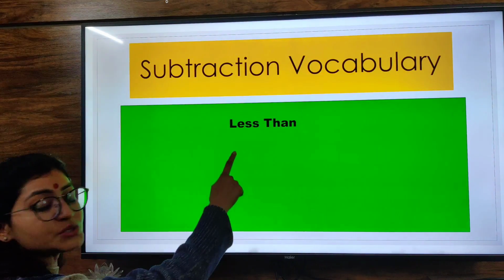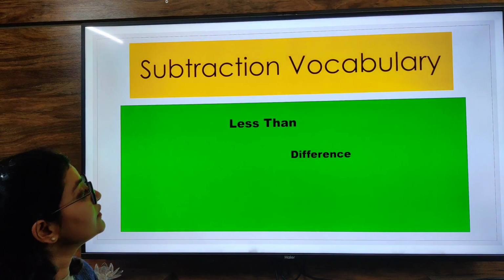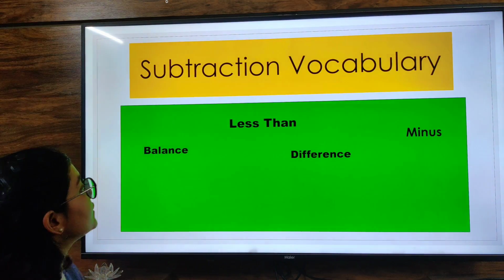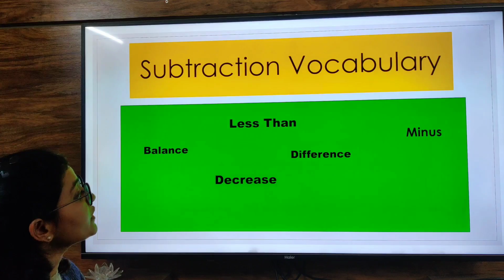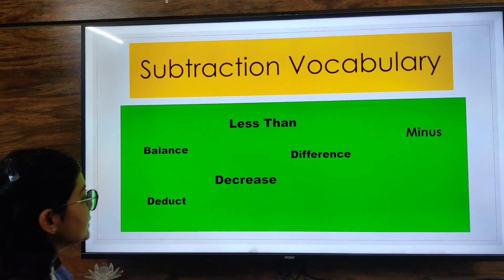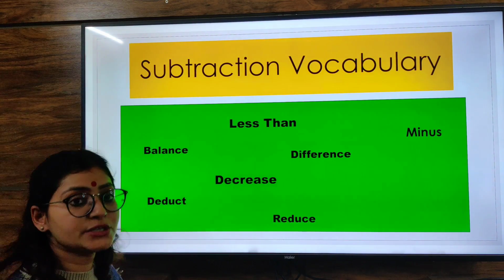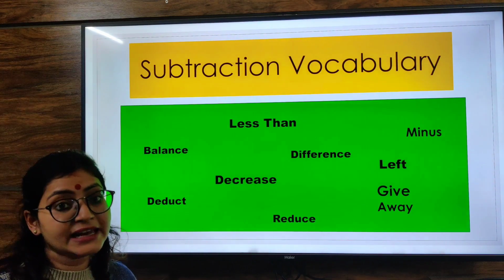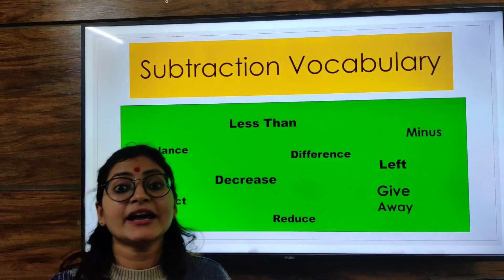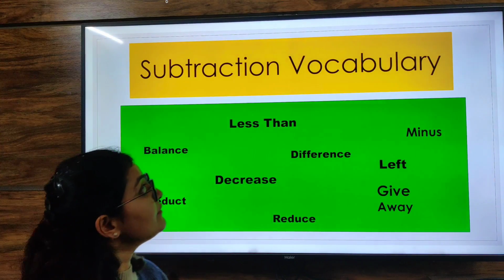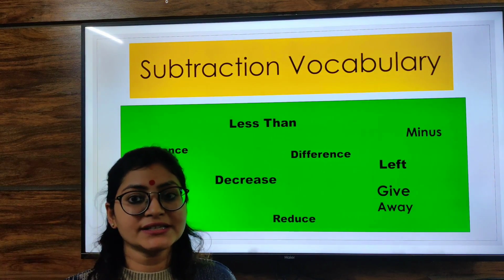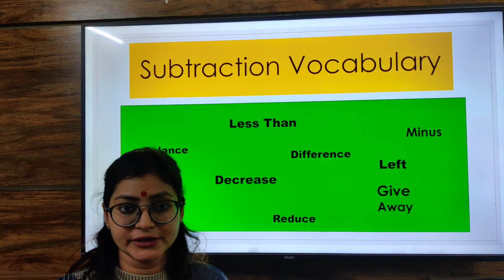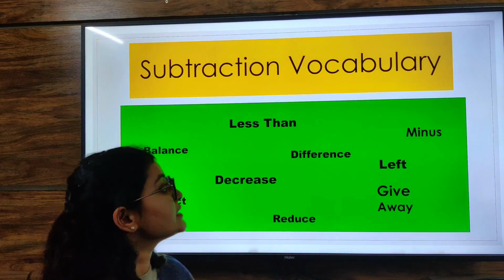Subtraction vocabulary. First word is less than, difference, minus, balance, decrease, deduct, reduce, give away and left. Do you remember? In our addition video, we have learned some of the words related to addition. So, we have to keep these words in mind when we will do subtraction questions.